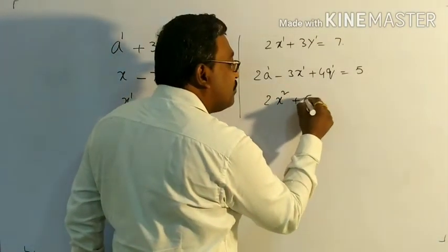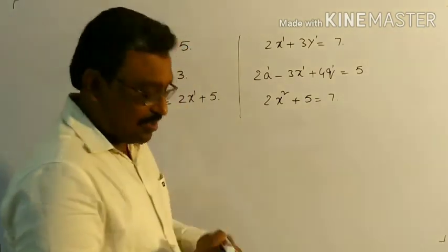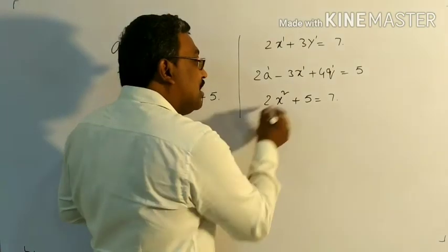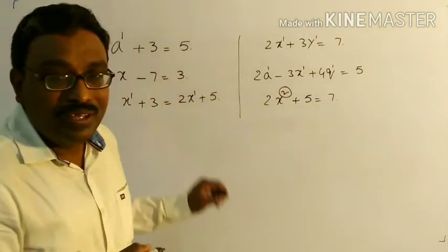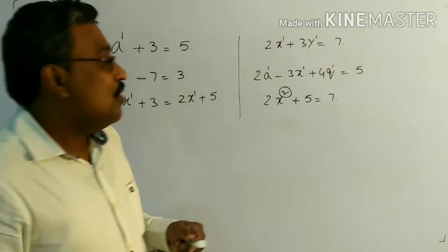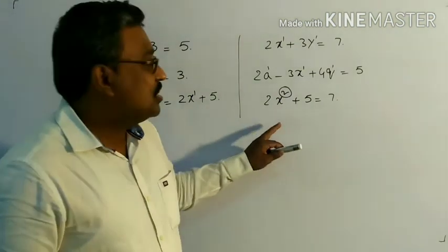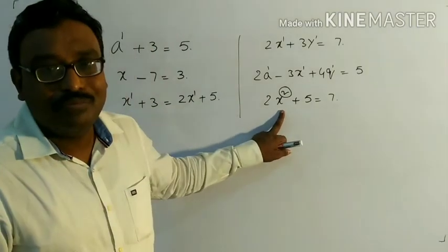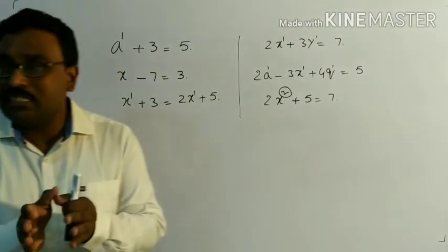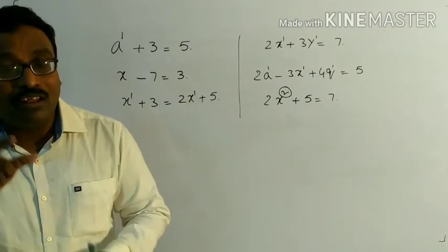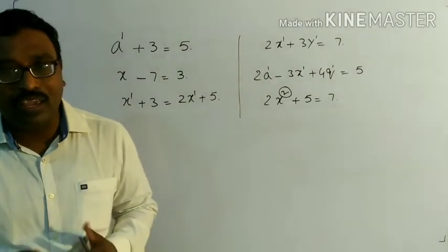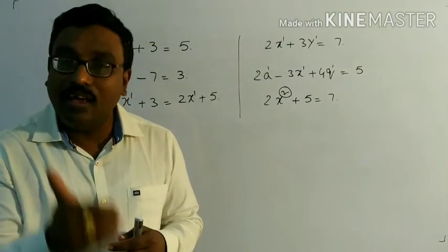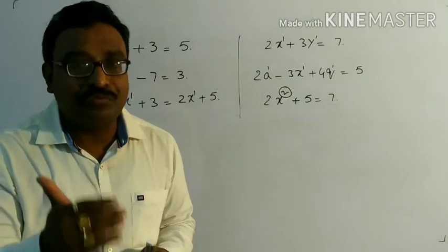2x square plus 5 is equal to 7. Okay, it's an equation, one variable, but the power is how much? 2. Is it linear? No. So what is it? Quadratic. So it's a quadratic equation in one variable. Now I think you understand the concept of linear equation in one variable. Now we will solve for the value of x in a linear equation in one variable.